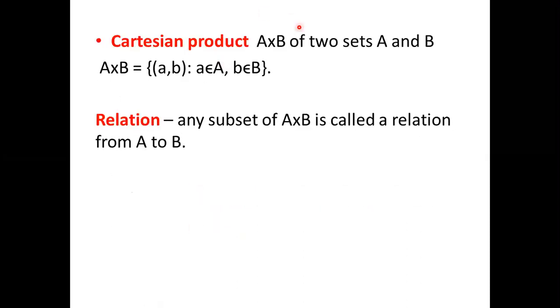Next is Cartesian product. If you have two sets A and B, then A cross B, the Cartesian product, is defined as the set of ordered pairs (a, b) such that a belongs to A and b belongs to B. Next is relation. What is a relation? Any subset of A cross B is called a relation from A to B, and if B is equal to A, then we say that the relation is defined on A.